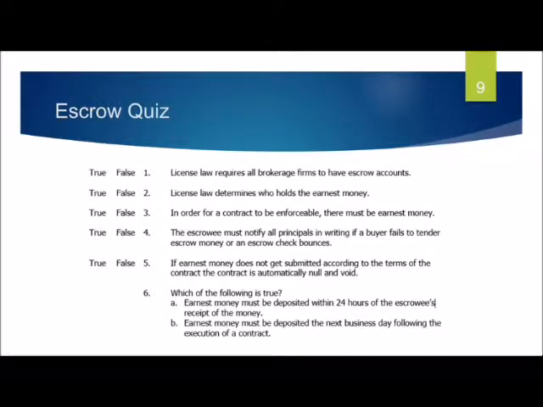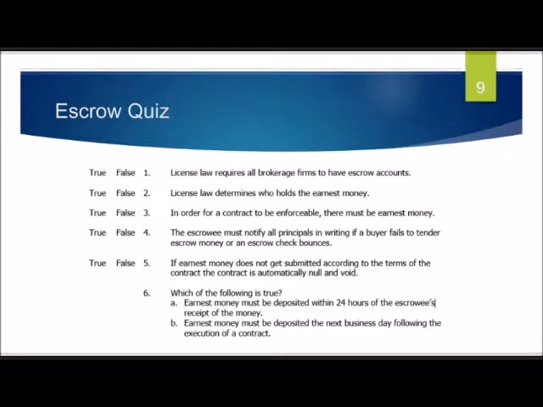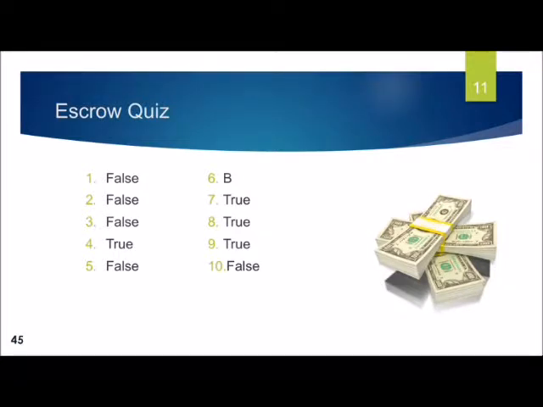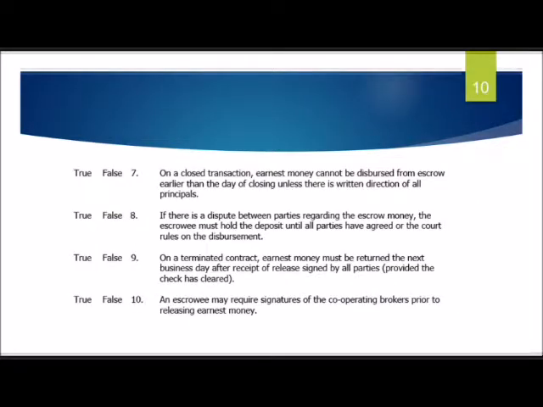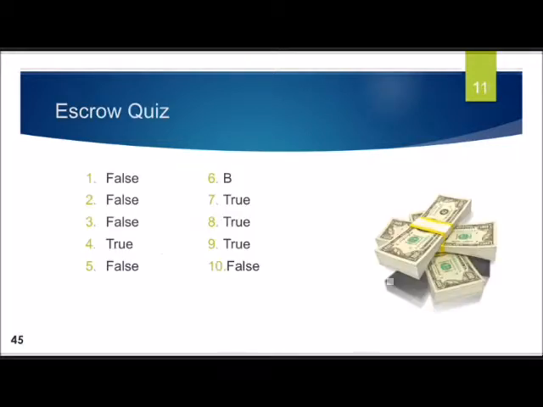Number 6 talked about which of the following is true, and this just reiterated the discussion we had just a couple of minutes ago. Earnest money must be deposited within 24 hours was A, and B was earnest money must be deposited the next business day following the execution of the contract, and that one was B, the next business day. Number 7, on a closed transaction, earnest money cannot be dispersed from escrow earlier than the day of closing unless there is a written direction of all of the principals, and that's true. So when we have earnest money, we're not supposed to be taking it out of the escrow account and doing anything with it before the transaction closes, the day of closing.